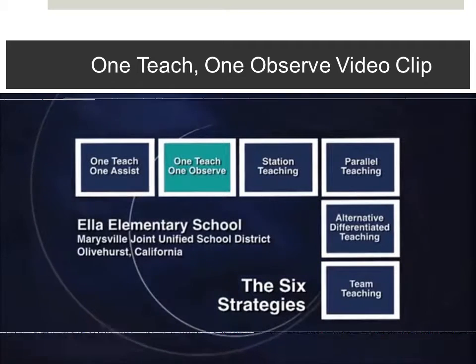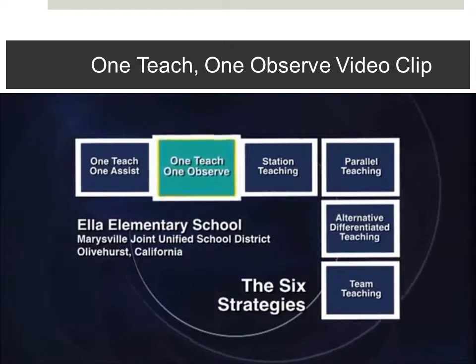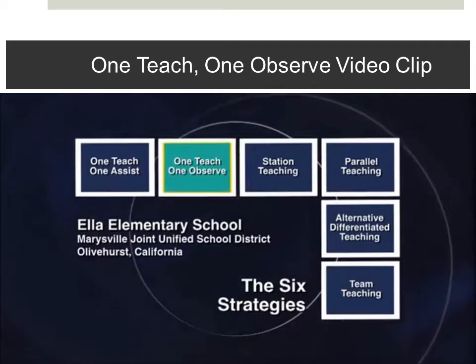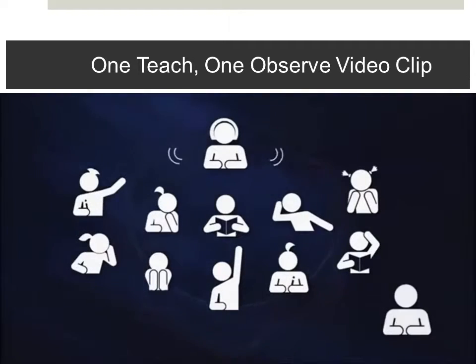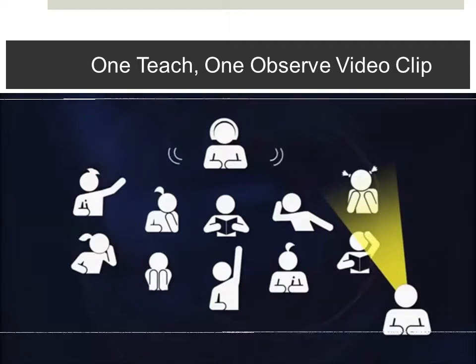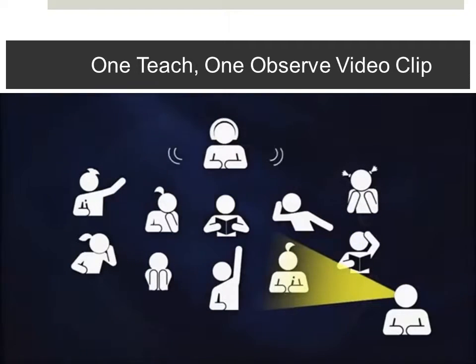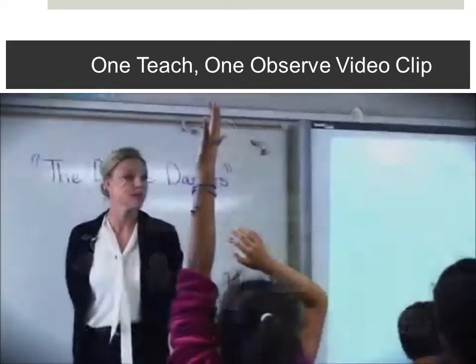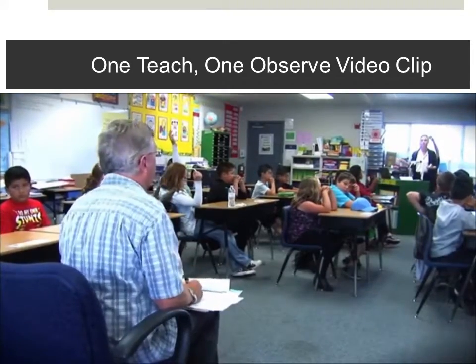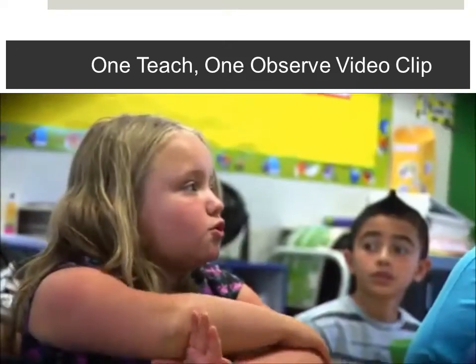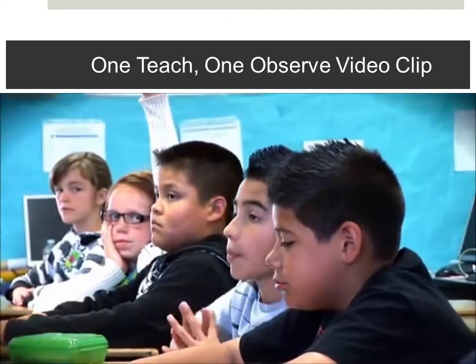Decision-making in classrooms should be based on data. In this strategy, One Teach, One Observe, one teacher acts as the primary teacher, while the other gathers specific observational information on student learning. In this presentation, the resident is the primary teacher and the mentor is the observer. But these roles can be switched depending on the topic or interests of the teachers.